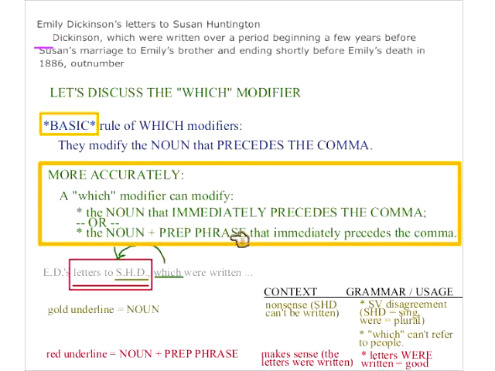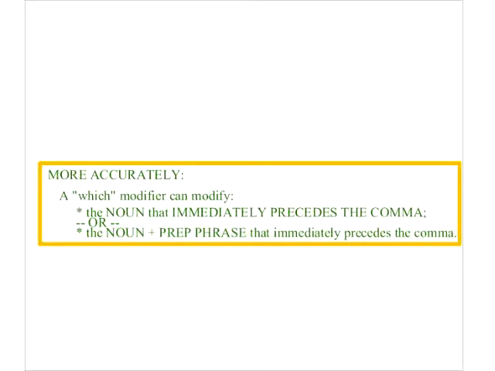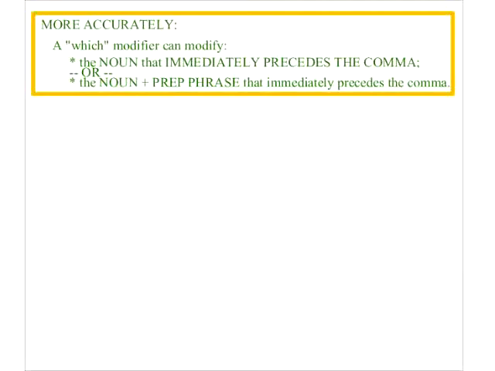So we'll come back to the rest of the problem in a second, but let's go through another couple examples of how this modifier is used. So again, here's the box from the previous page. Which can either modify the preceding noun or it can modify the preceding noun plus prep phrase. And the new point that we're going to make on this slide is that you're going to have to use context to figure out which of these is the case. So let me just give you two examples.